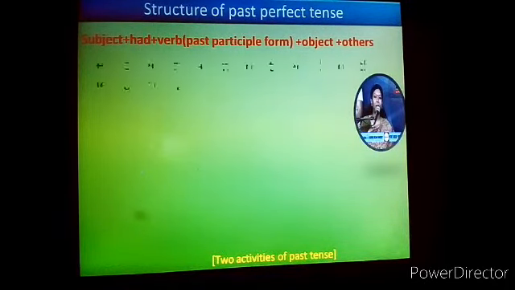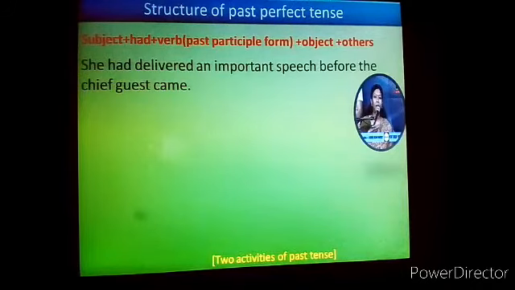Look at the picture. She had delivered an important speech before the chief guest came. She had delivered an important speech. It is past perfect tense. Before the chief guest came, but it is past indefinite. When the conjunction is before, we use past perfect tense first.